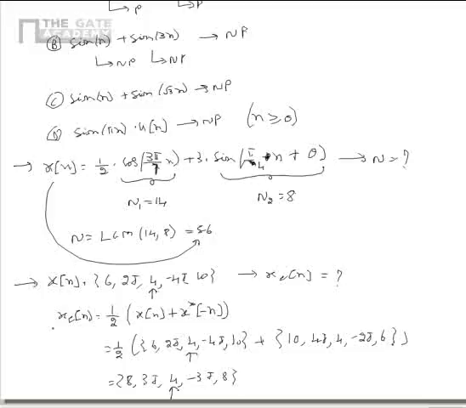So by using the given formula half x of n plus x star of minus n, we obtained the conjugate symmetric part of the signal as 8, 3j, 4, minus 3j, 8, where the value 4 corresponds to the instant n is equal to 0.